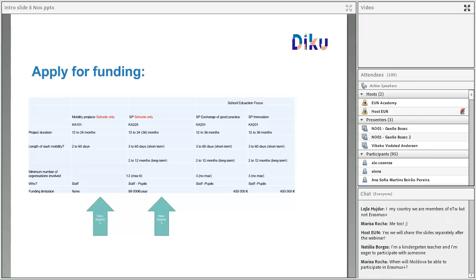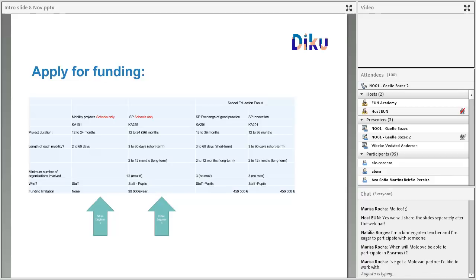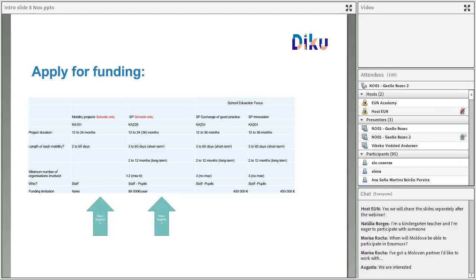Okay. So you can see that in this table I have a soup of letters and numbers, and that's actually the codings of the applications and the fundings and everything. In the very last slide of my presentation, there is a glossary, and in this glossary you have an explanation of these terms. So KA1 is the mobility project.